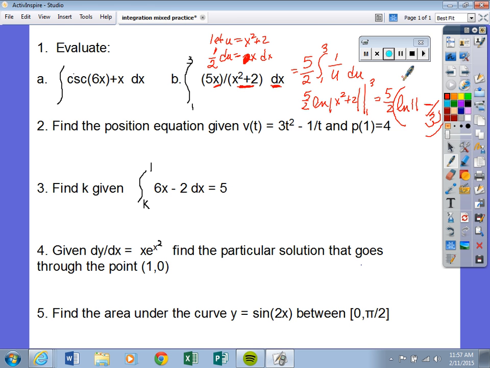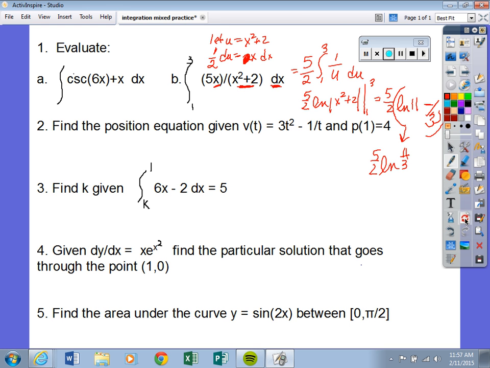And so you can write your answer like this. If you remember properties of logs, you can actually turn this into 5/2 natural log of 11/3. That's if some of you guys remember how to pull logs together. But either way, there's no calculator, so this is my answer. Okay.